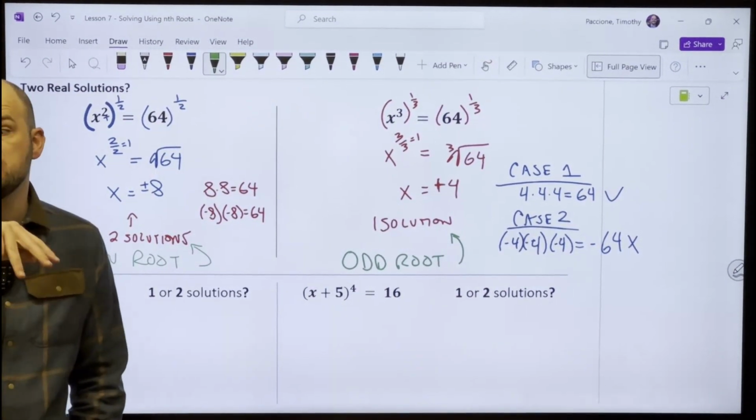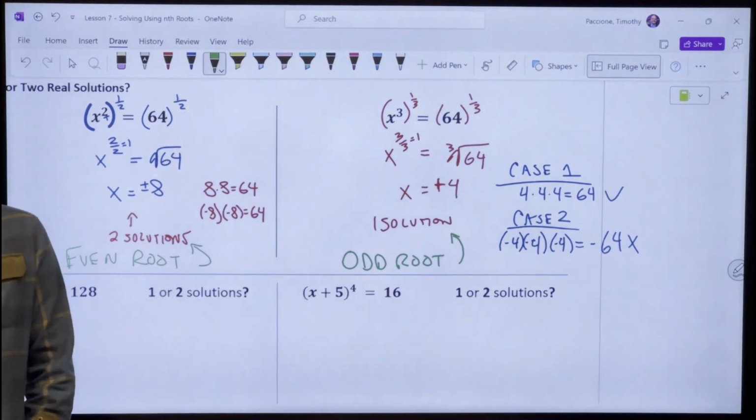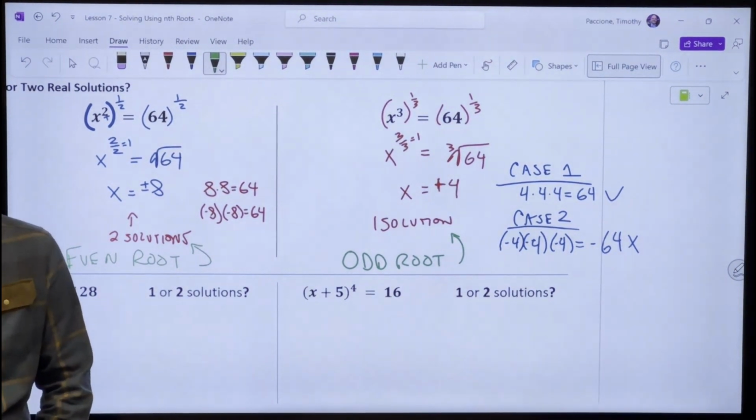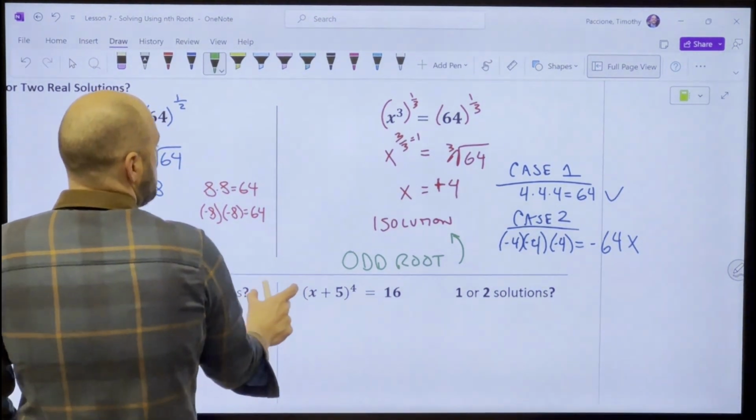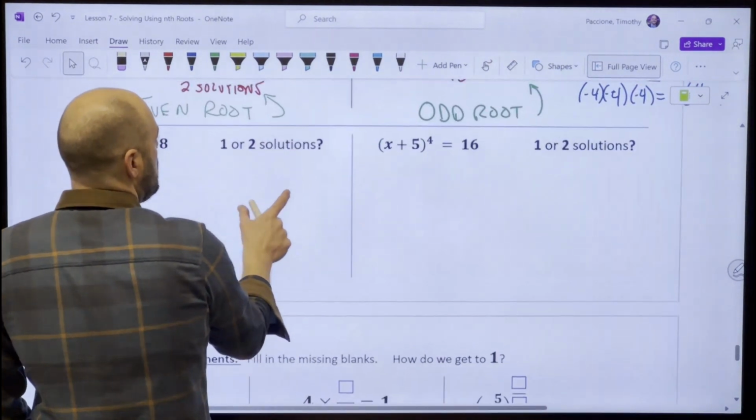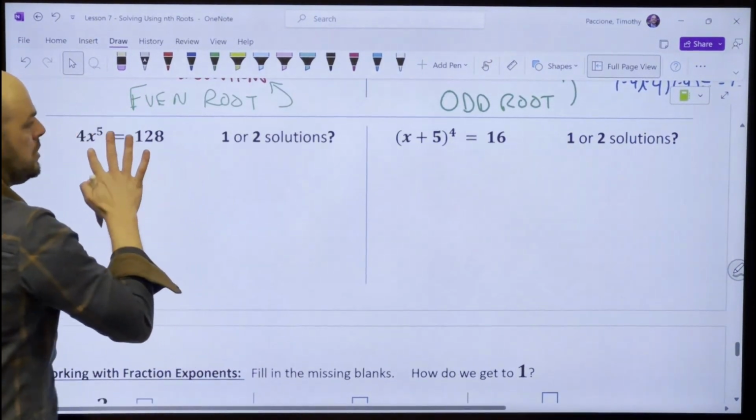But when you have something to the 2/3, you have to pay close attention to what the root part is, whether it's even or odd, and that'll tell you how many solutions you can expect, okay? All right, so look at these real quick, and let's just make some predictions.